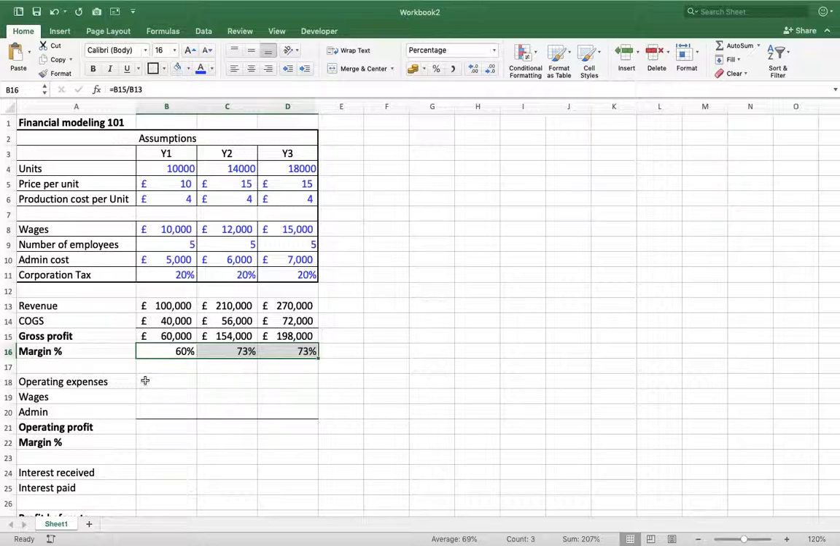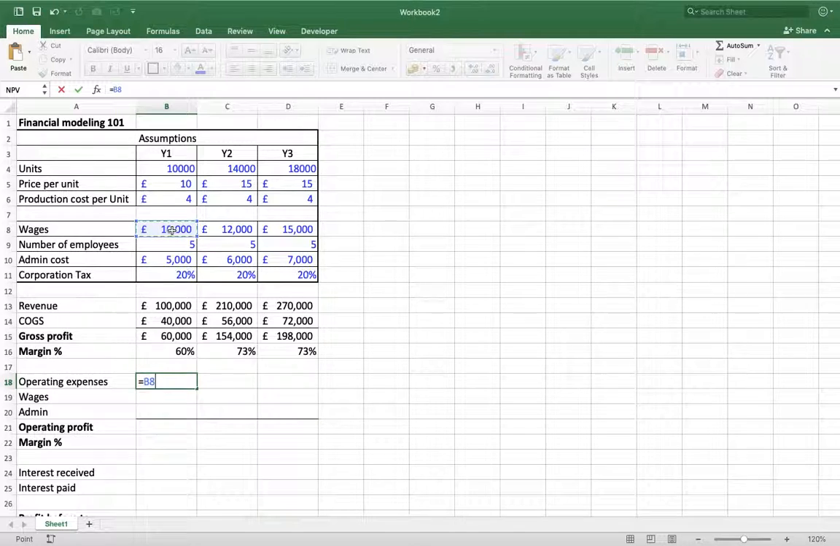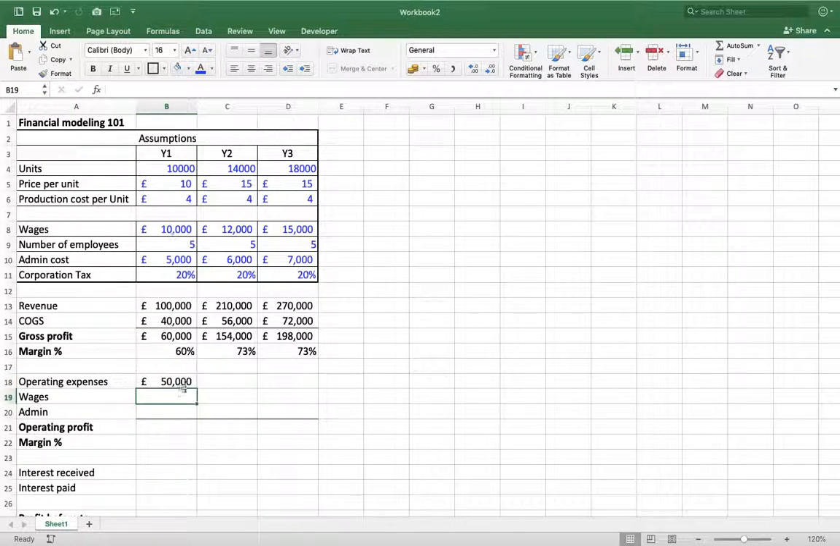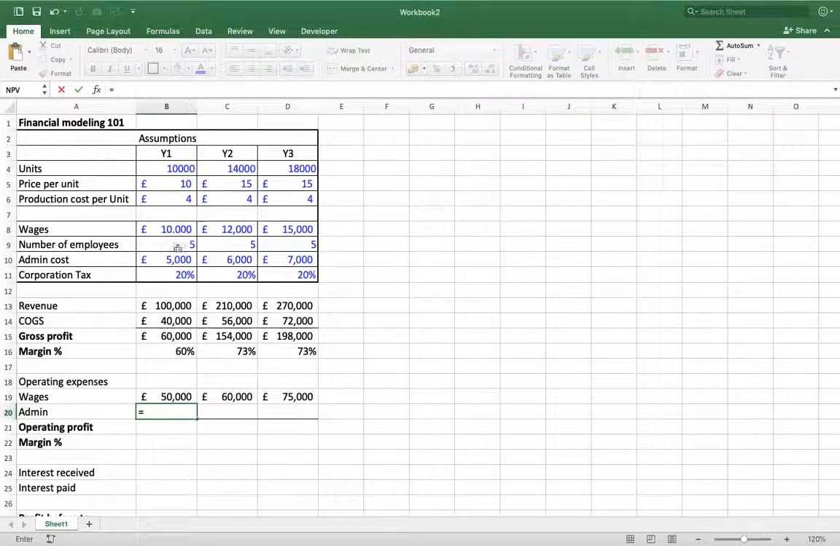And then we've got the operating expenses. We've got the wages is 10,000 per employee, and we've got 5 employees. So we just take the information we've got and drag it in. Oh, apologies. We need to do it on the wages. I'm doing it wrong there. And it's gone. We've got the admin cost, which is pretty much here.